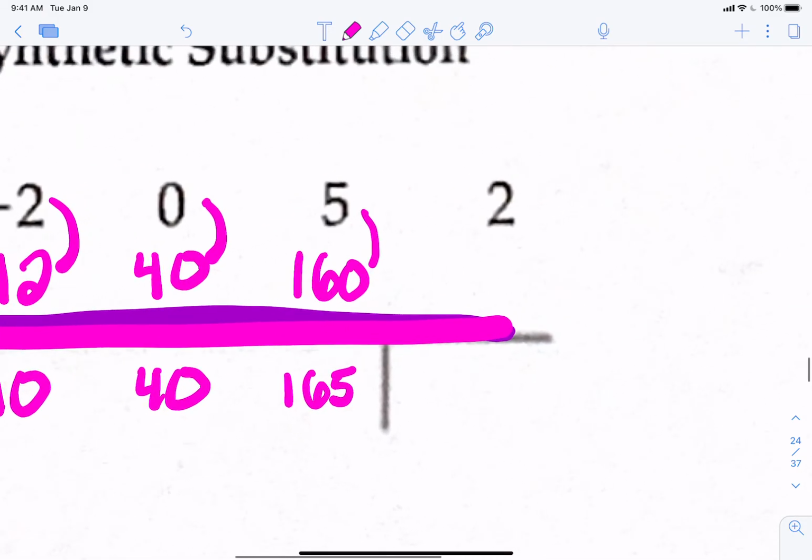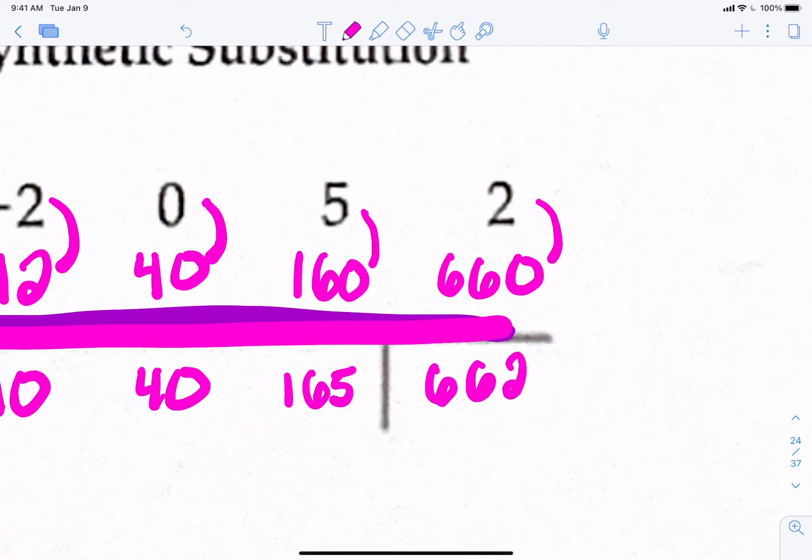4 times 165 is like 660. Somebody check me. Is that right? And you add those together and that makes 662. Yeah, that's right. Oh my Lord. So my remainder is 662. And if I give you that as a homework problem, what's in the back of your mind right now? I'm going to cry. I did something wrong because there's no way the remainder is 662.